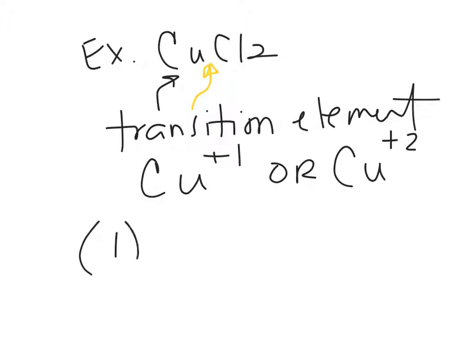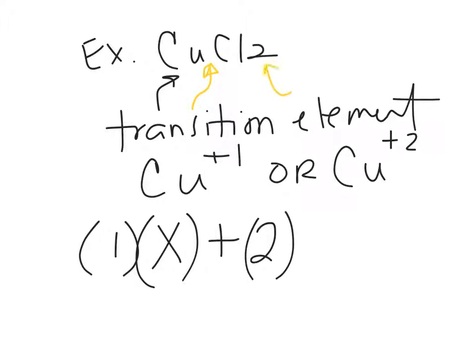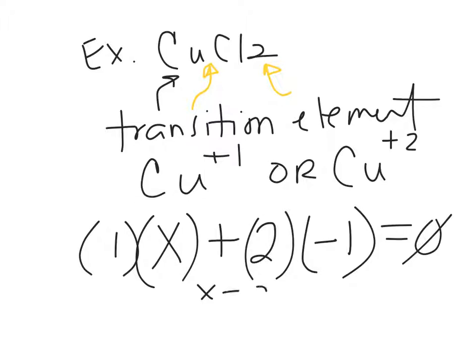So we know that 1 copper cation times its charge, and we're just going to call it x because we don't know what it is, plus 2, right? We got 2 of these chloride anions. And each chloride anion, we know based on its location in the periodic table, forms an anion of charge -1. That has to equal 0. So if you solve this equation, x minus 2 equals 0, for x, you get that x is +2. So that means the copper in this particular compound is copper +2.